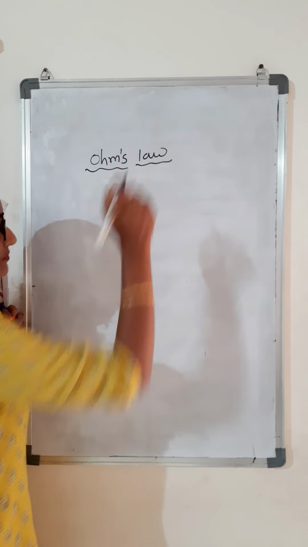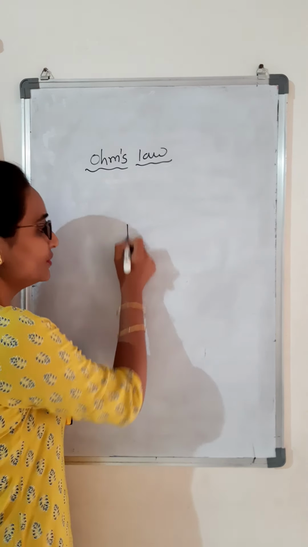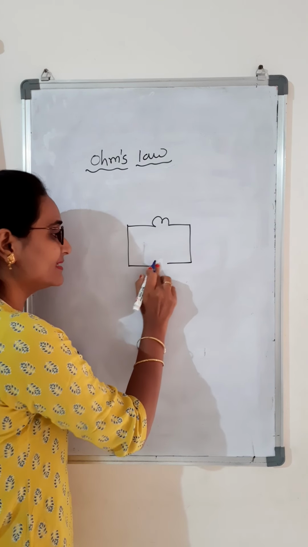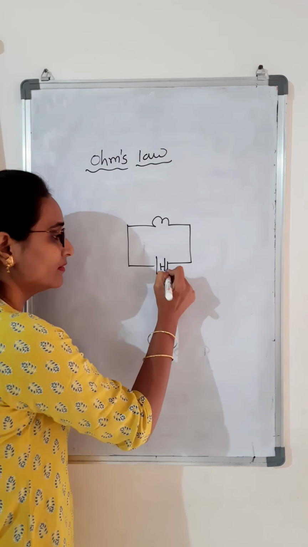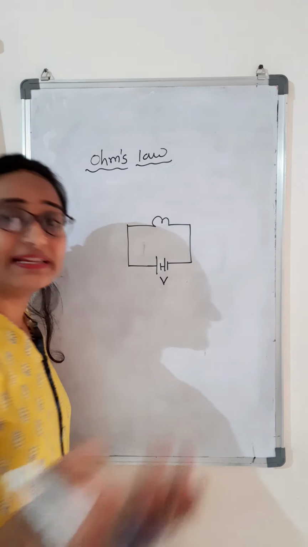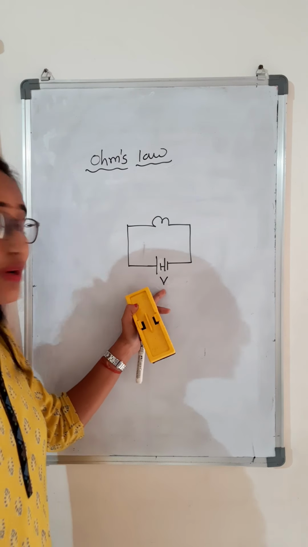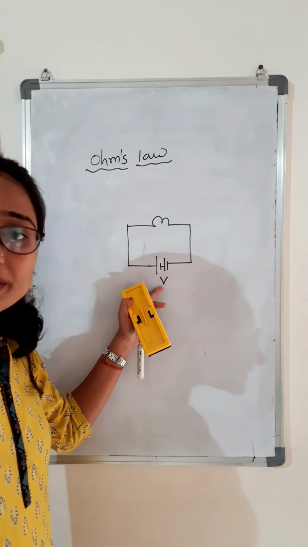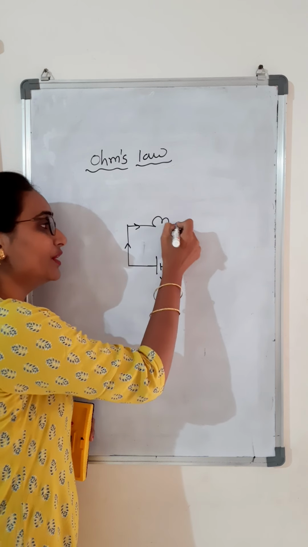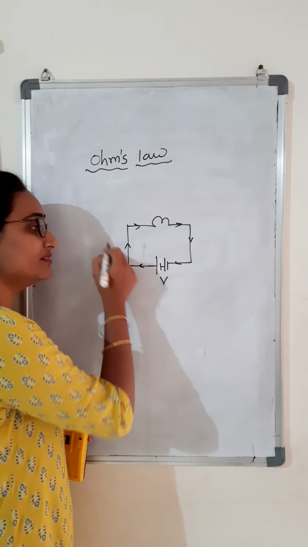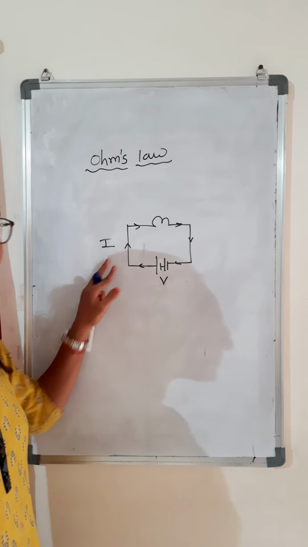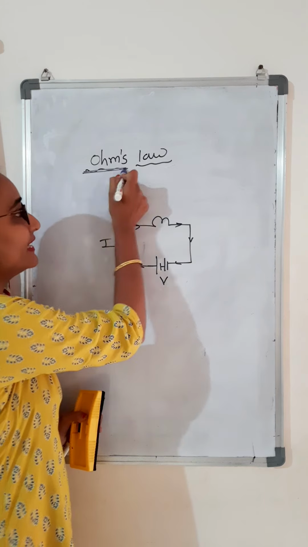See, for that, this is a circuit where a bulb is there and one battery is connected. We said in the last video, in the potential difference video, that this battery is the source of potential difference. From here, through the wire, the charges are flowing. Charges flowing means current is flowing. This is a potential difference, and this is a current.